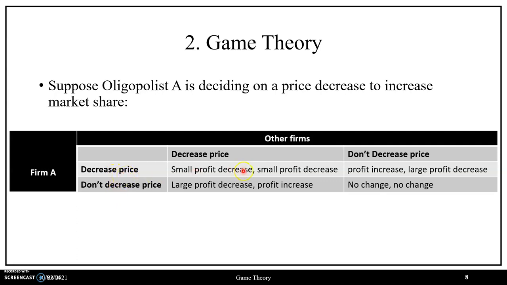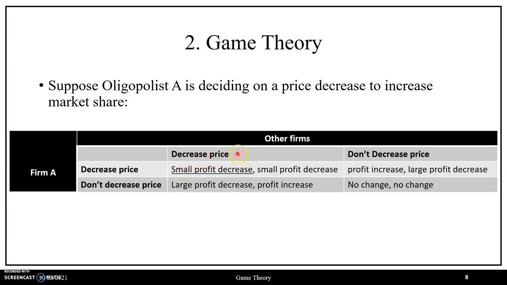In order to see what they would do, let us consider what firm A would do when the other firms decide their strategy will be to decrease their price. If other firms decide to decrease their price, firm A can decrease their price and get a payoff of small profit decrease, or they can choose to not decrease price in order to receive a large profit decrease. Since they prefer a small profit decrease over a large profit decrease, firm A will choose a small profit decrease by decreasing their price, given other firms choosing decrease price. So we will underline that.